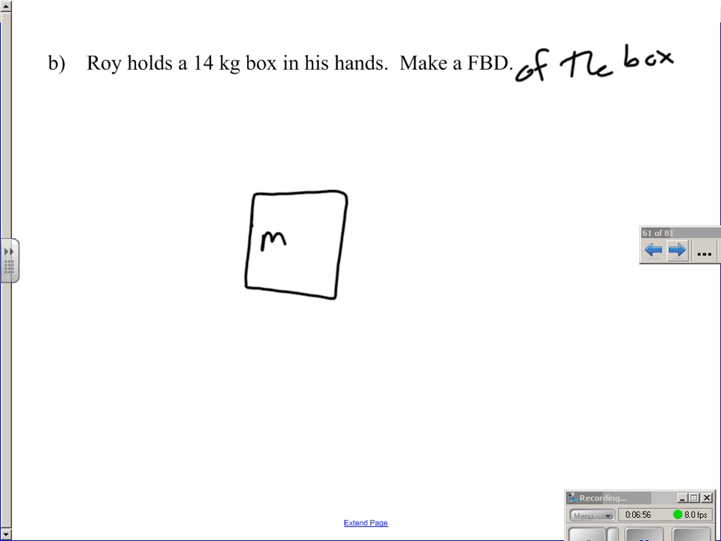Start by identifying your mass. Calculate your force of gravity. I'm not going to write it out. It's just 14 times negative 10. Gives you negative 140 newtons. Okay, so that's step 1.